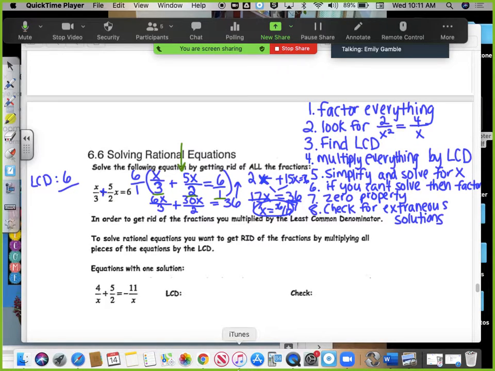So to check your answer and to check for extraneous solutions, you could basically just take 36/17, put it in for x here, put it in for x here, and make sure when you add these two together, it'll equal 6. You could easily do that if you have a graphing calculator. If you don't have a graphing calculator, this is not that easy, because putting in a fraction answer is not ideal.